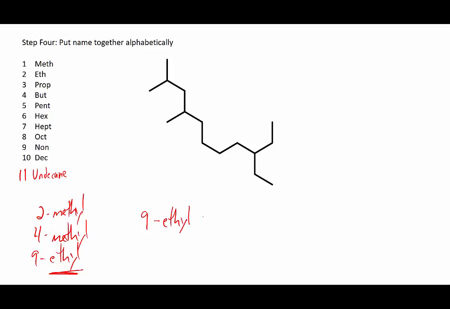Now we're going to put another hyphen. We have methyl groups showing up at 2 and 4. So we're going to put 2,4 with a comma in between. Now they're methyl groups, but there are 2 of them. So it's important to say how many there are in the name. So we're saying dimethyl.